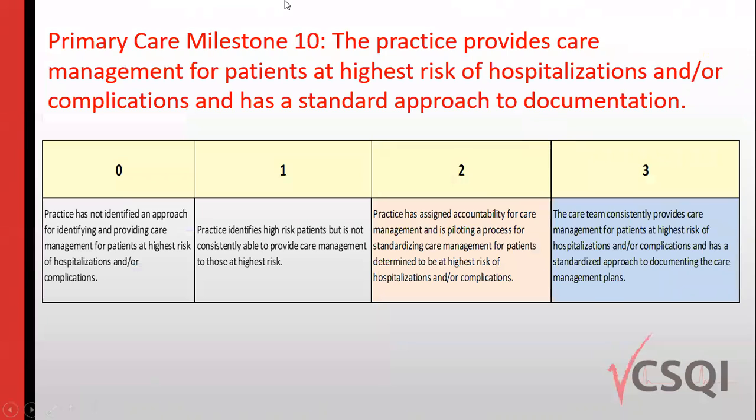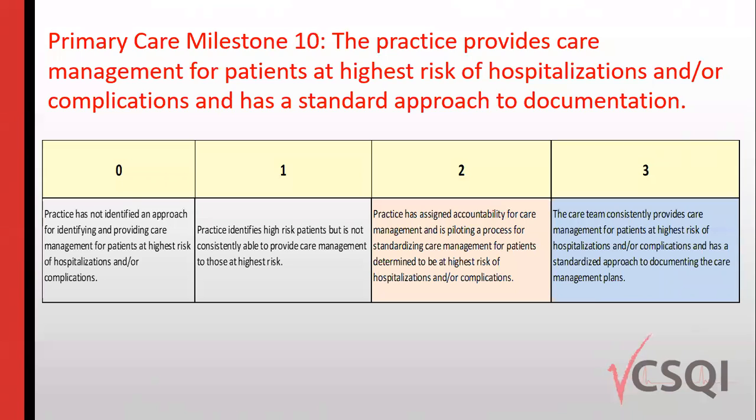So moving on to another milestone for primary care. This is milestone number 10, which states the practice provides care management for patients at high risk of hospitalizations and/or complications and has a standard approach to documentation. So again, we have our scale here, which is 0: patient has not identified a process. Scaling up to a 3, which is what is needed to pass on to the next phase, which is phase 4. So a 3 is needed to pass on to phase 4 for milestone number 10.